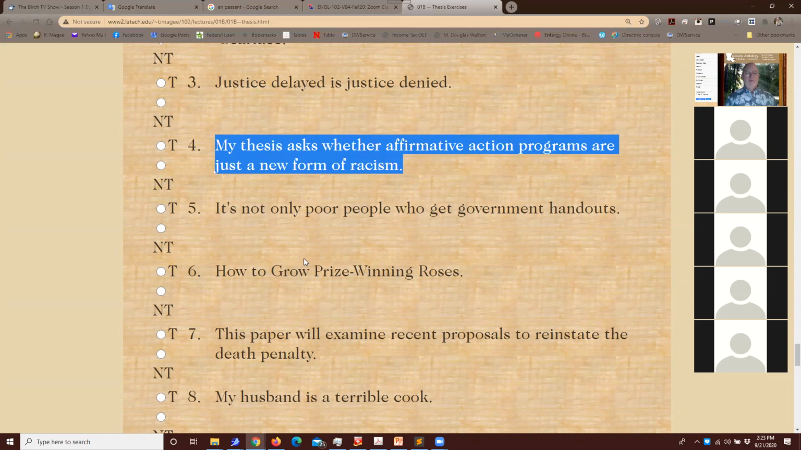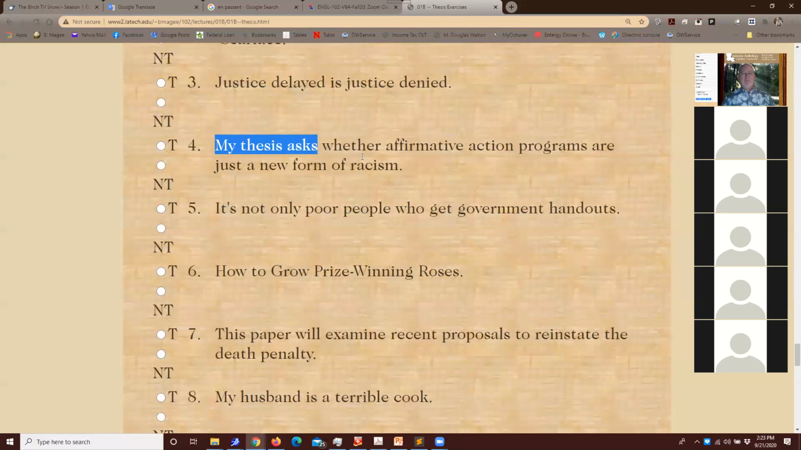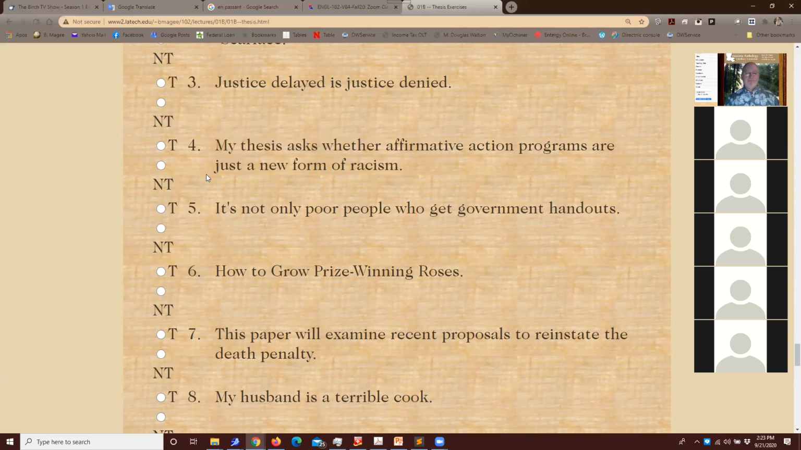And I would say it's not a thesis. Right. It's an announcement because of "my thesis asks." And also, if you reworded it, it would be a thesis question, not a thesis, because we don't have the answer. So: affirmative action programs are just a new form of racism, or you could say affirmative action programs are not just a new form of racism. So that thing has 2 problems with it.